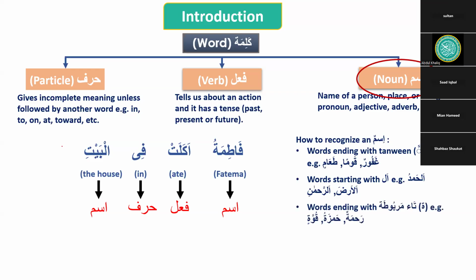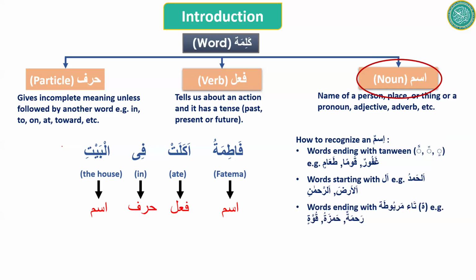Third sign, the words that end with the round ta. This ta is called ta marbuta. You don't have to memorize this term, but if you do, that will be great. Like rahmatun, hamzatun, quwwatin. These words, they are all ism. So these are the three common signs to identify an ism. But as I said in the last class, this is not a complete list. There will be other ism which will not have any of these three signs, but they will still be ism. Okay?